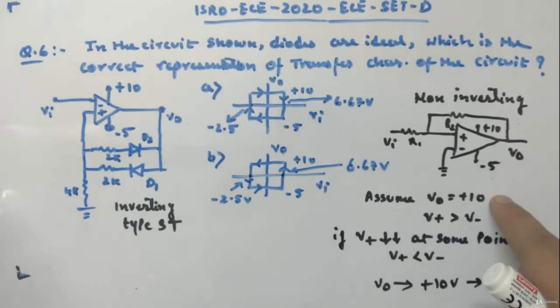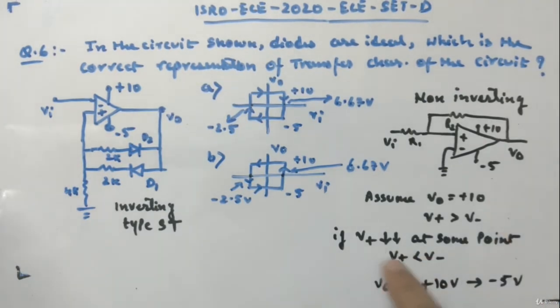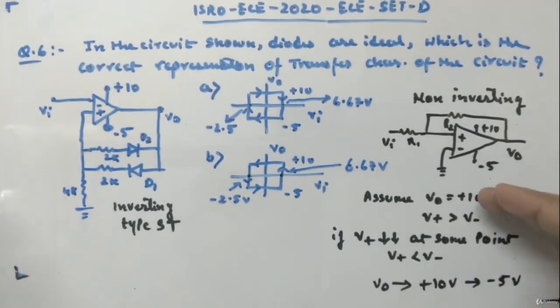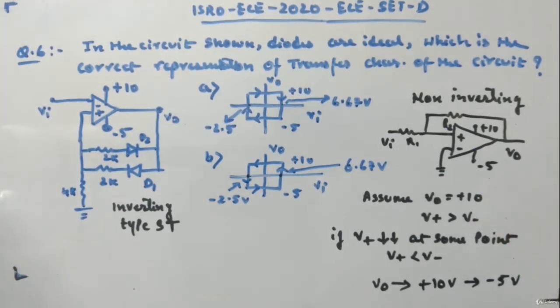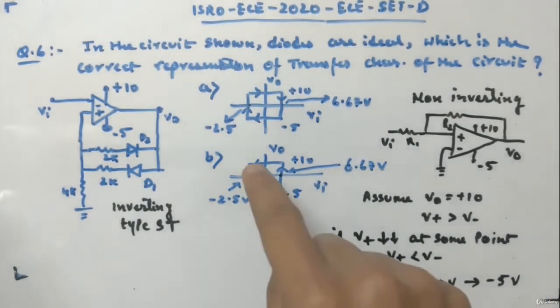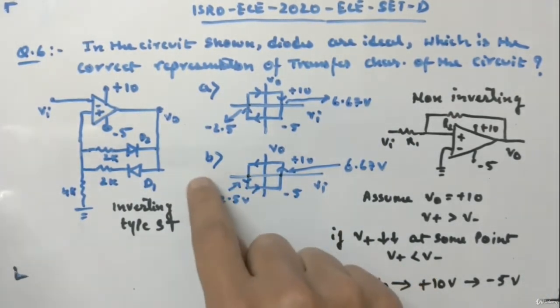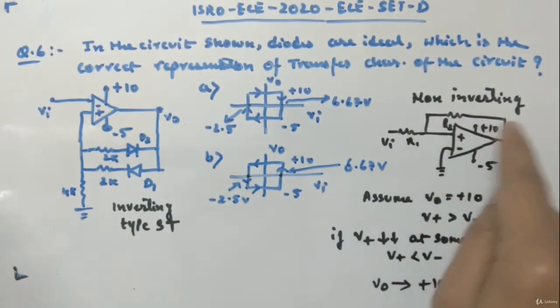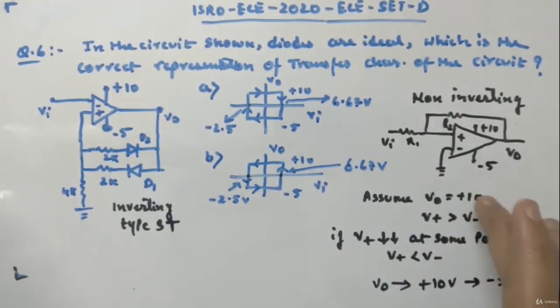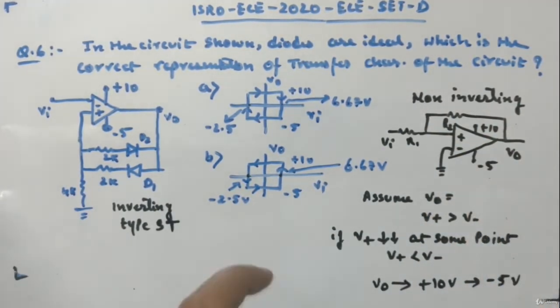Why? Because I assumed plus 10, and now when I am decreasing, my V minus becomes greater than V positive, and that's why it will switch from plus 10, what I assumed, to minus 5. Okay, so I have to see the change, that's it. So plus 10 to minus 5, which is in this curve, B curve. So this is the non-inverting type. So similarly you can check for minus 5 as well.